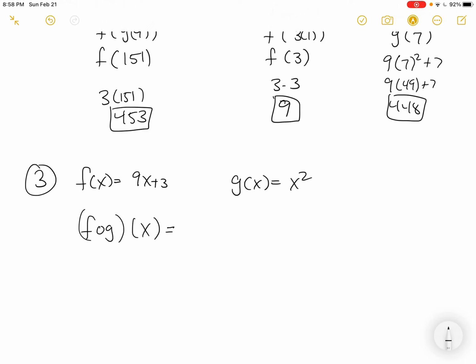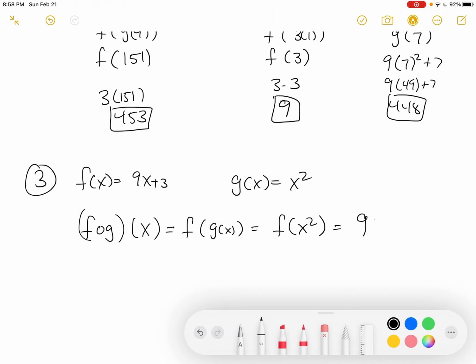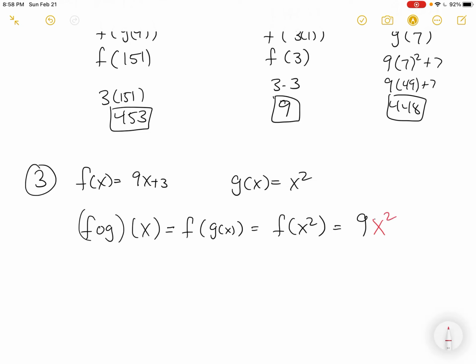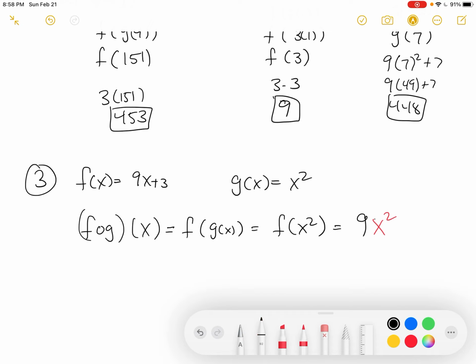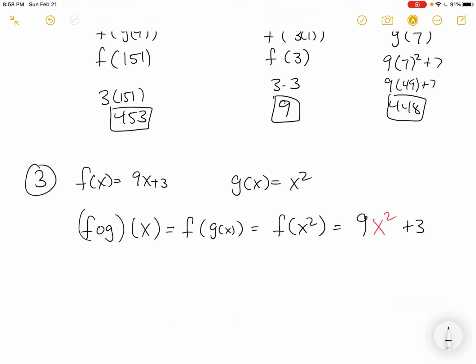So we know what this is. This is f composed with g of x. Now we know what g of x is. It's given to us. That's f of x squared. And what do I do with x squared? I put it in everywhere I see an x. So I get a 9. And I see an x next, so I'm going to replace the x. And I'll highlight that. I'm going to replace the x with x squared plus 3. And so f composed with g of x is 9x squared plus 3.